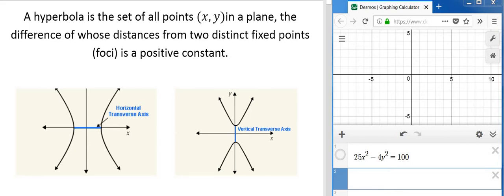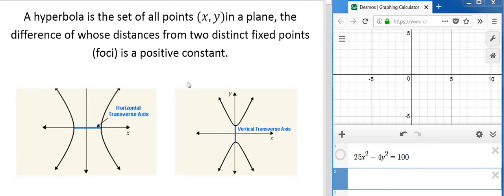Alright, let's talk about our last conic here of the unit, and that's hyperbolas. So as I've done with the other ones, I want to just give you a formal definition. Hyperbola: the set of all points in a plane, the difference of whose distances from two distinct points, we call those foci again, is a positive constant.